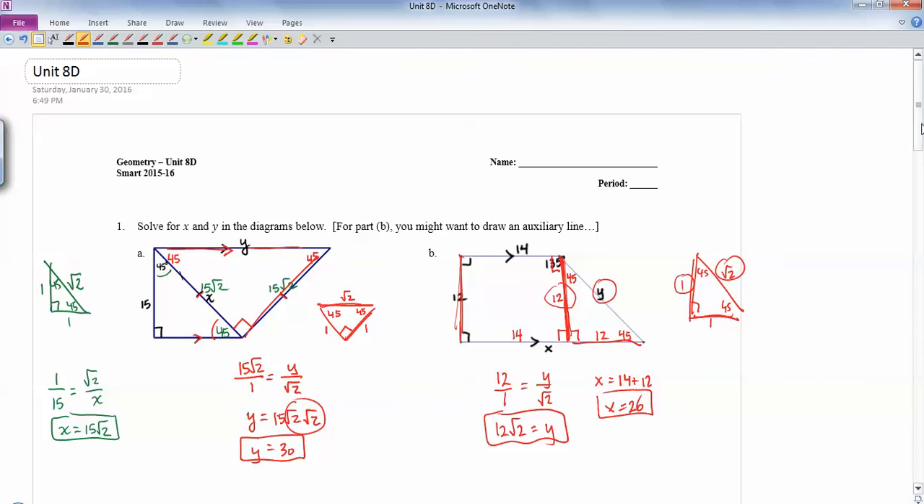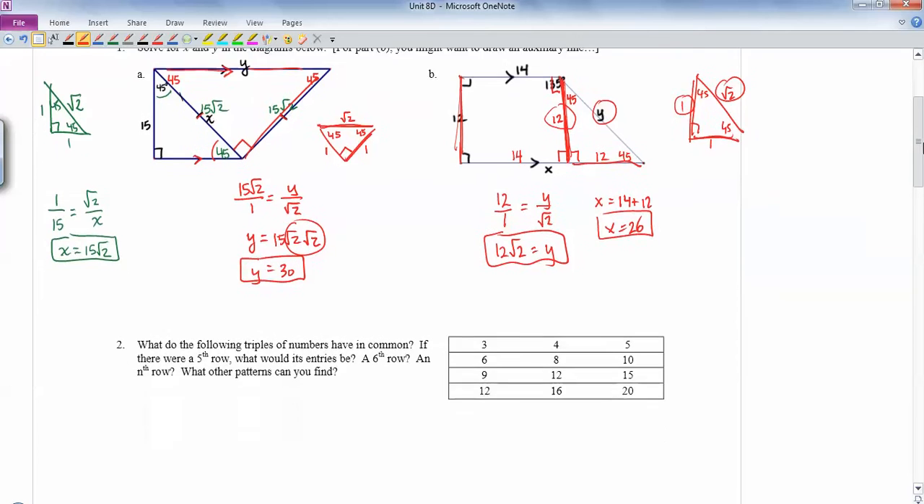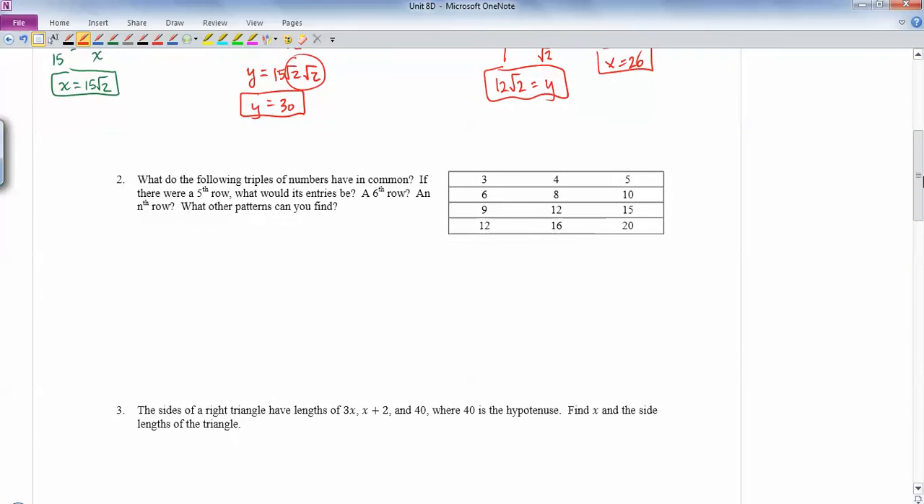Okay? Let's take a look at the next one. What do the following triples of numbers have in common? Okay, well, let's see. We got 3, 4, 5, and then 6, 8, 10. One thing to note is this row is 2 times the first row. And this row here would be, let's see, if I take the first row and I triple it, 3 times 3, 4 times 3, 5 times 3, it's 3 times the first row. And the next one's going to be 4 times the first row.